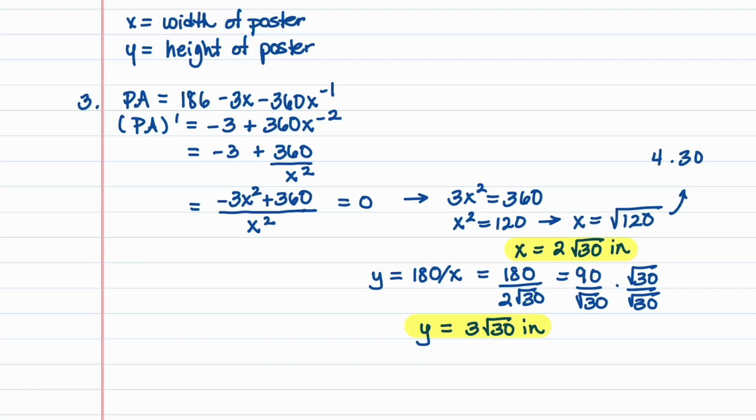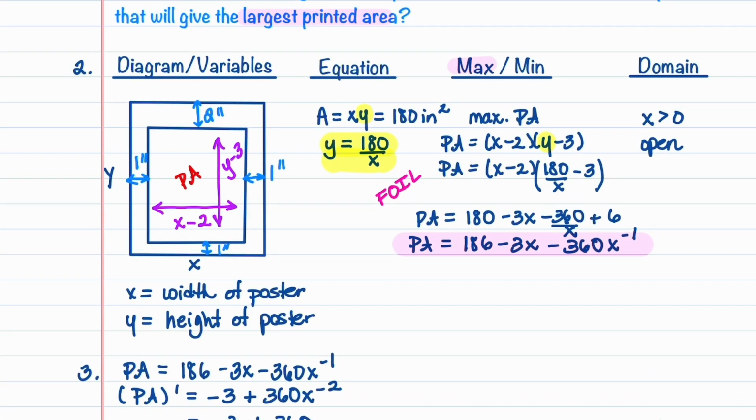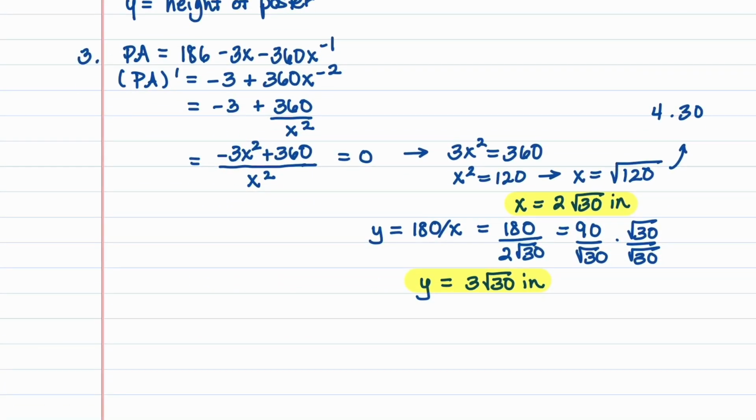Now what we have to do is find the maximum printed area. Let's go back up here. Notice that we have two equations for PA. Let me put a check by these. We have this one and this one. I think the first one, x minus 2 times y minus 3, is going to be the easiest one to use to find out what PA is. So let's write down that PA is x minus 2 times y minus 3.